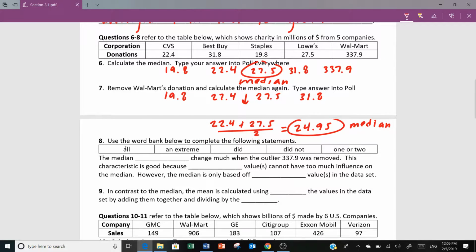Number 8 is a word bank problem again, but we have this full sentence, and only 3 of the words are going to be used. So go ahead and put 3 of those words from the boxes into 3 of these blanks right here. And this is not a Poll Everywhere question. And again, we can discuss this with our partners.